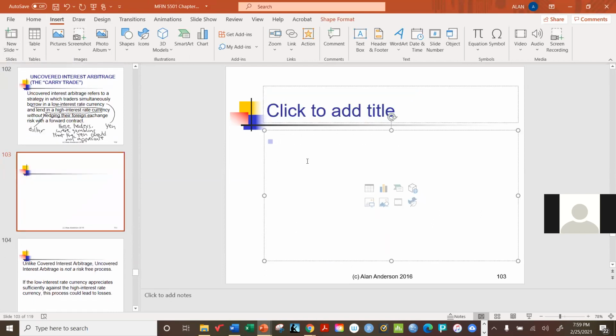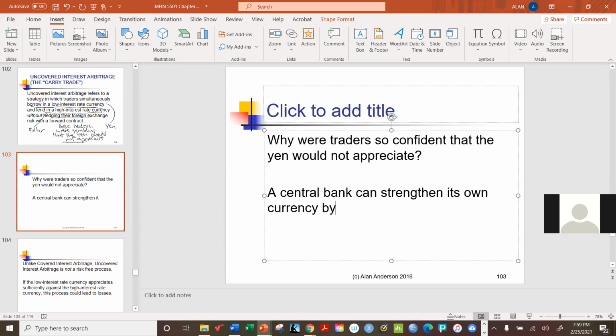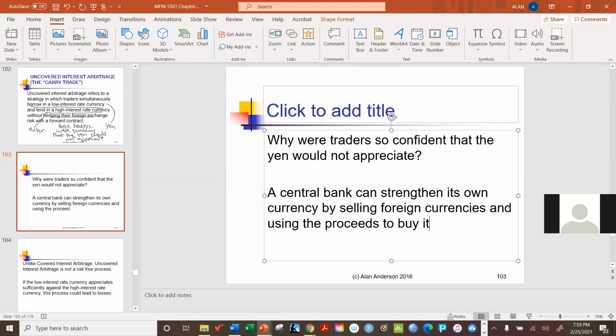All right. So why were traders so confident that the yen would not appreciate? Well, here's what's going on. And we'll see a lot more of this later on in the course. The central bank can strengthen its own currency by selling foreign currencies and using the proceeds to buy its own. So we'll explain this in a lot more depth in a later chapter.